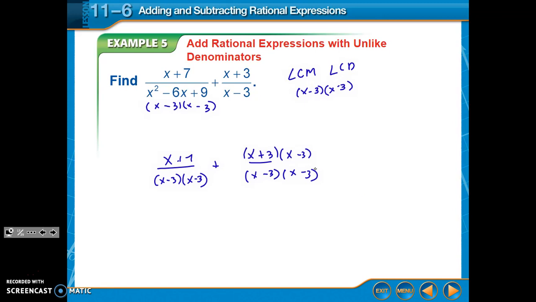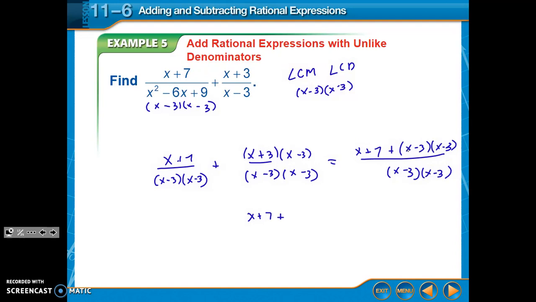So now that I have a common denominator, I can add my numerators and say this is x plus 7 plus x minus 3 times x minus 3, and all of that is over x minus 3 times x minus 3. And we just want to check and make sure that this doesn't simplify at all. So what we have to do is simplify the numerator up here. So this is going to be x plus 7 plus this thing here.